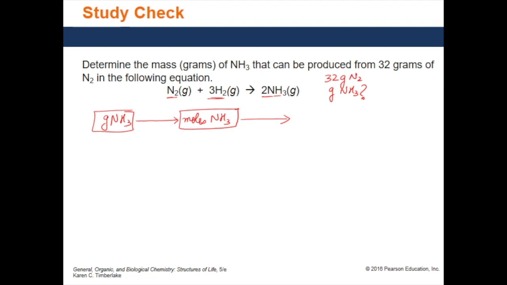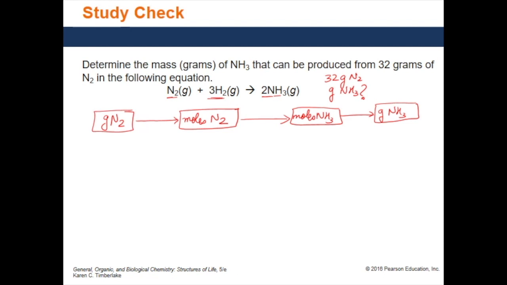What's given to us is nitrogen. Given to us is grams of nitrogen. We start with what's given. So grams of nitrogen to moles of nitrogen to moles of ammonia. And then from moles of ammonia, we can go to grams of ammonia.